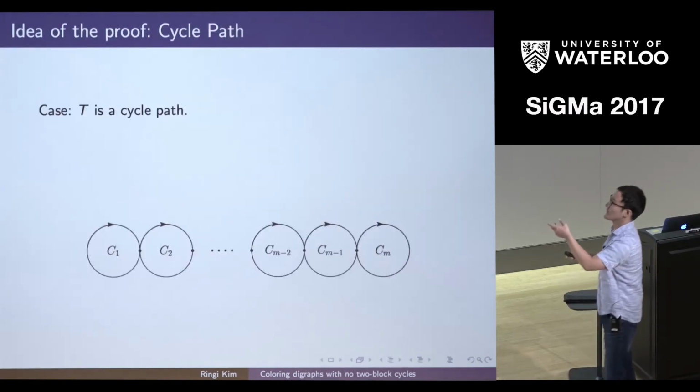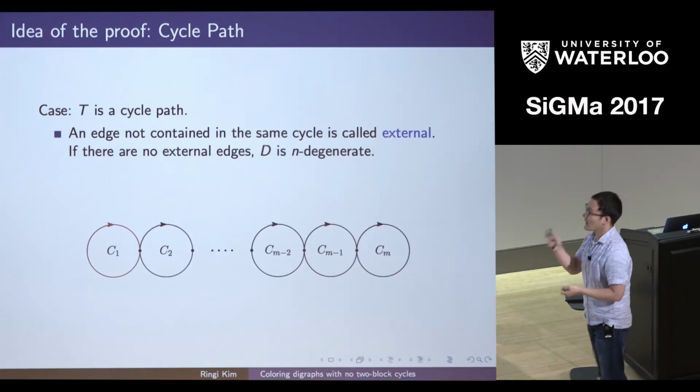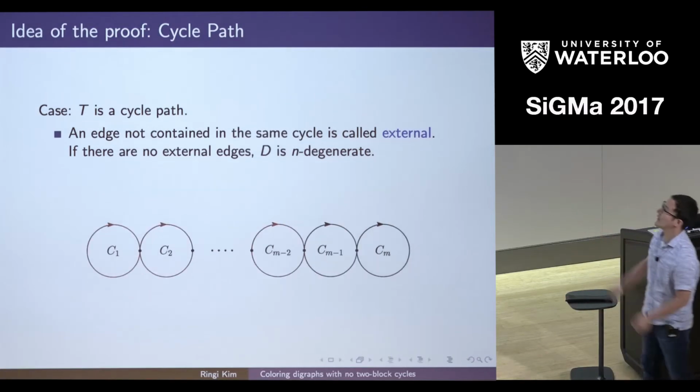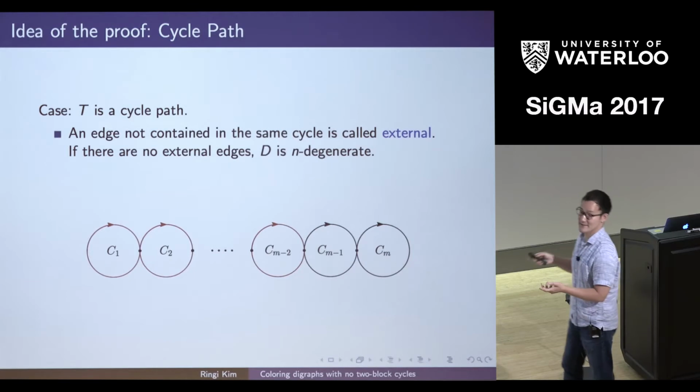Using this theorem, we can color C1 with n colors. And then we color C2, and Cn-2, Cn-1, and so on. But of course, that's not true. I mean, there are tons of external edges.